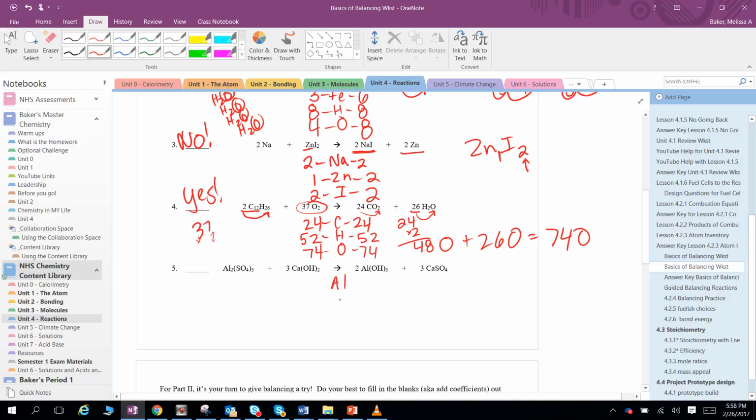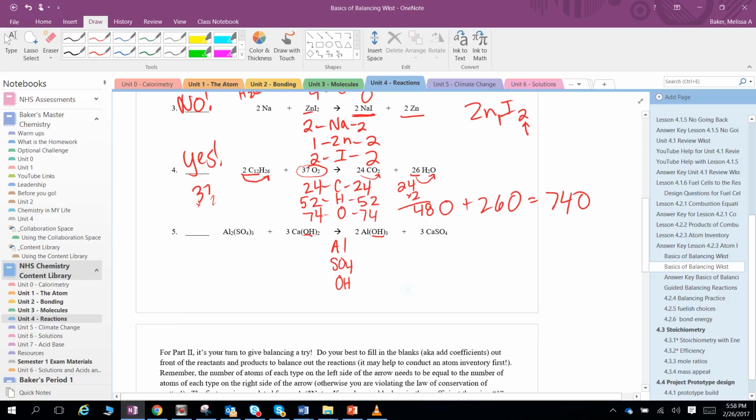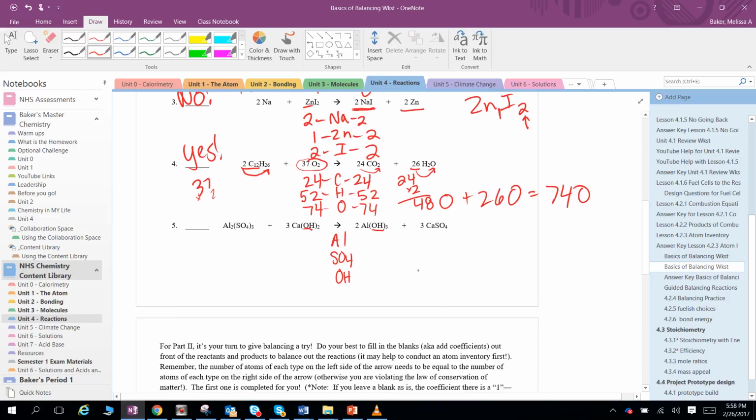Pro tip for this last one: if there is a polyatomic ion like sulfate that stays together on both sides of the arrow, you can keep it all together as one thing. Same with the hydroxide, OH. Since it stays together on both sides, we can just count that as like one atom. We've also got calcium. So we've got 2 aluminums on the left, and we've got 2 aluminums on the right.